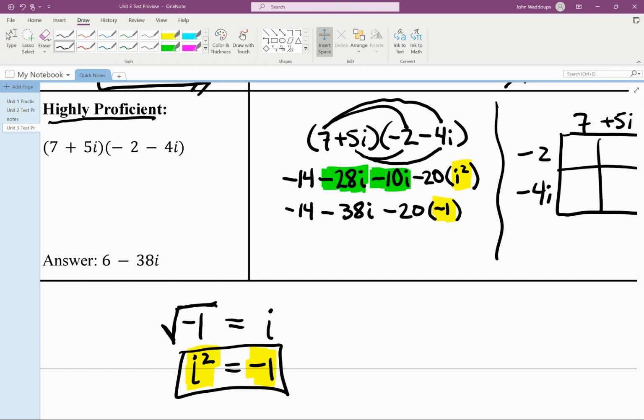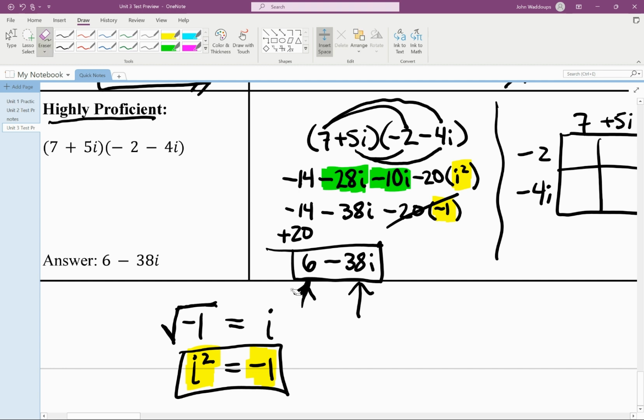And now a -20 times a -1 is a positive 20. I'm going to write that over here. And those are going to combine. 20 minus 14 would be positive 6. So that's 6 minus 38i. And then this is the real part, and this is the imaginary part, and they don't combine, so we leave our answer like that.